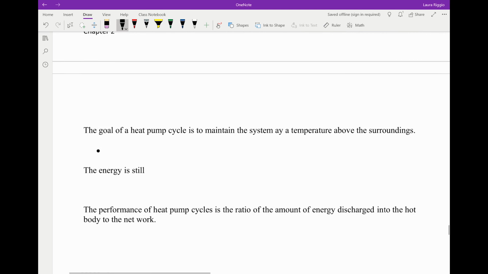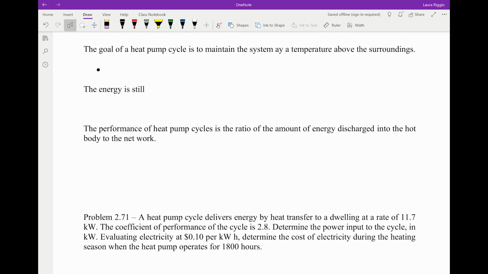So a heat pump cycle is very similar to a refrigeration cycle. It's pretty much just run in reverse. The goal of a heat pump cycle is to maintain the system at a temperature above the surroundings. So think of heating your house in the winter. I have a heat pump in my house.